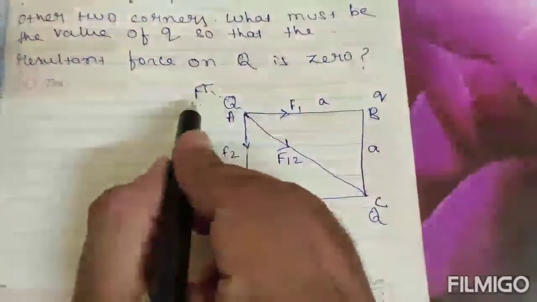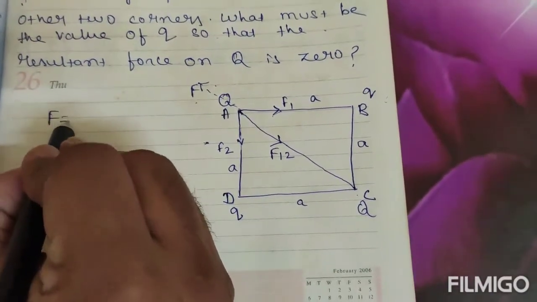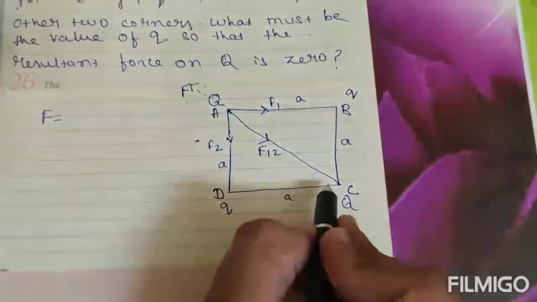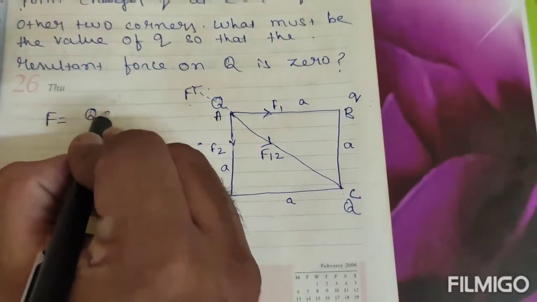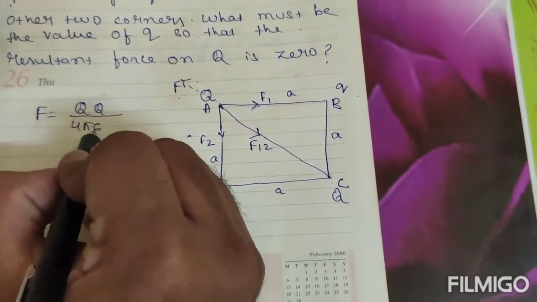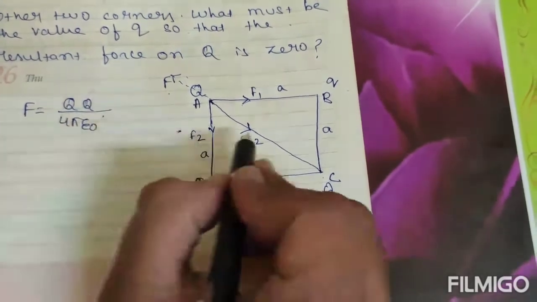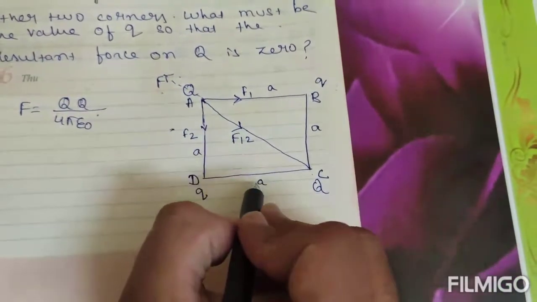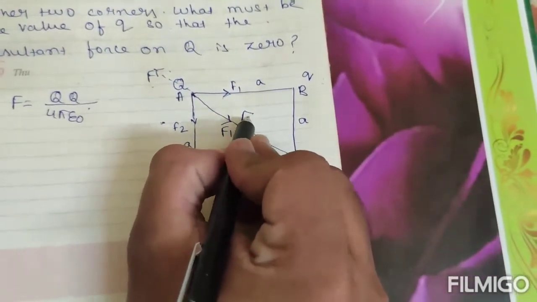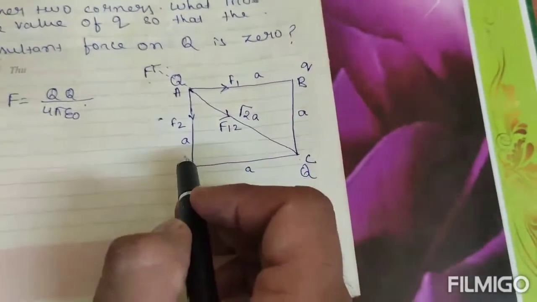So let us find out this F first. What is this F? This F is equal to Coulomb's force. What is the formula? Charge into charge, Q into Q divided by 4 pi epsilon naught R square. And what is the R? What is this distance? If this is A and this is A, what is the diagonal? The diagonal is root 2A. You know the formula.